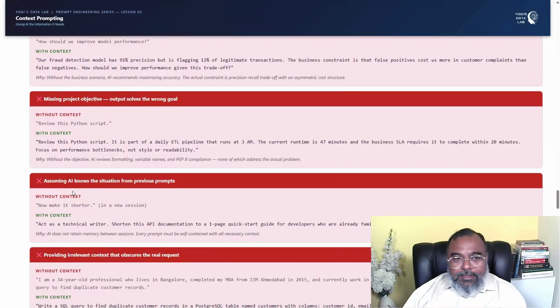Assuming AI knows the situation from the previous prompts. This is a very common mistake where people assume that since I am writing in continuation, it remembers. In certain cases, yes, if you're using paid versions, if you're using tabs and you're on the same tab, it will remember for some time, but eventually it forgets. It's not that it will remember for the entire context. So it is good practice that you keep reminding it, even if you're on the same tab. After a few steps, go ahead and remind it, or put in the constraint you were using. It will keep following the rules.